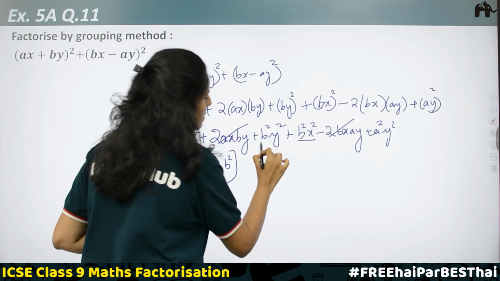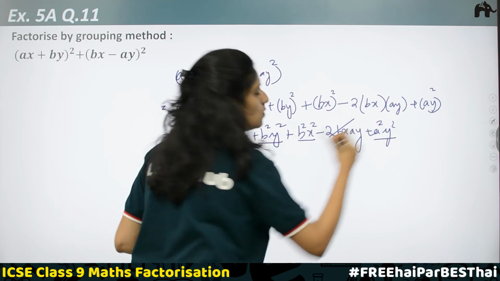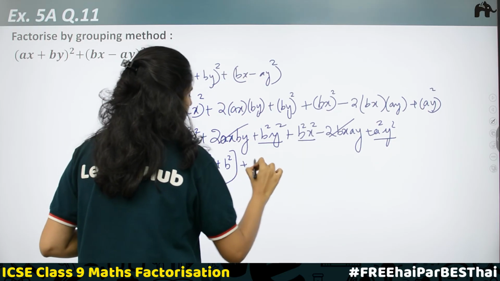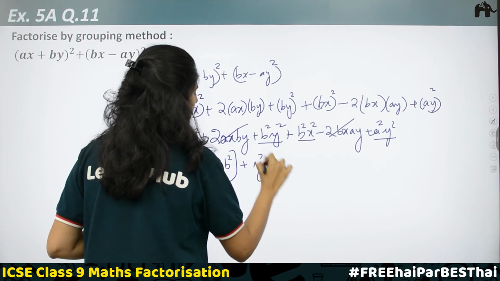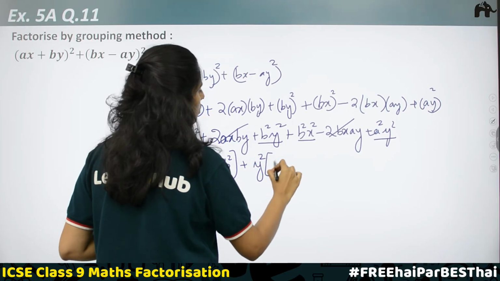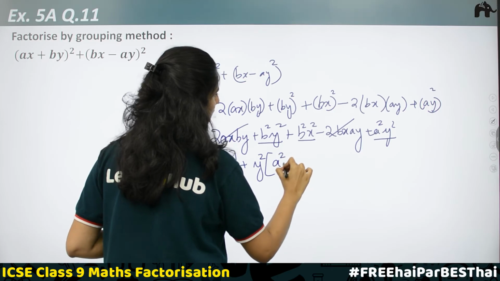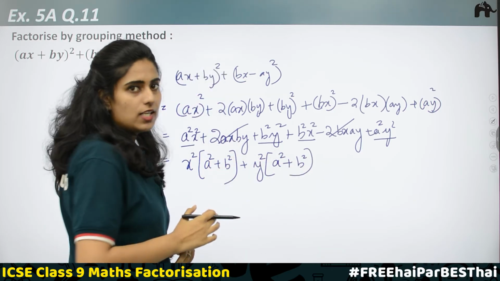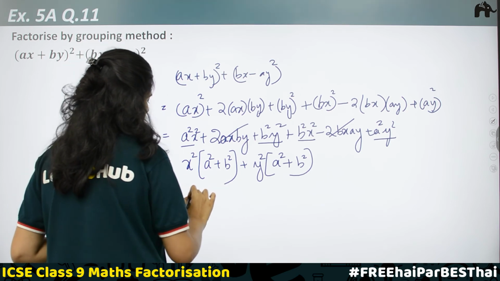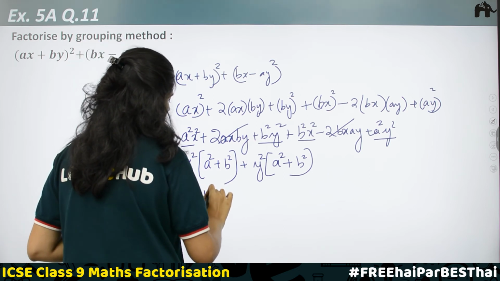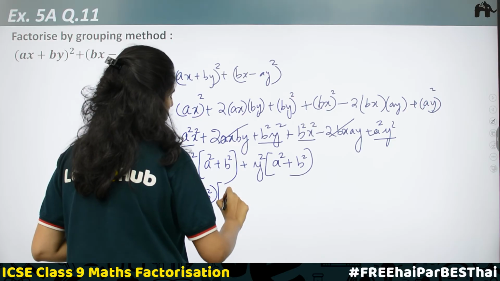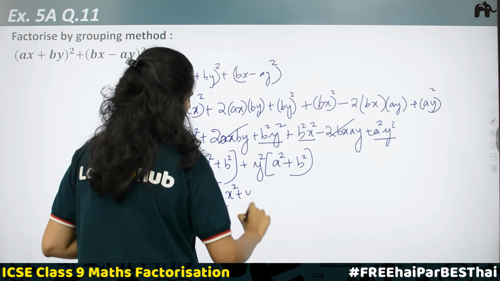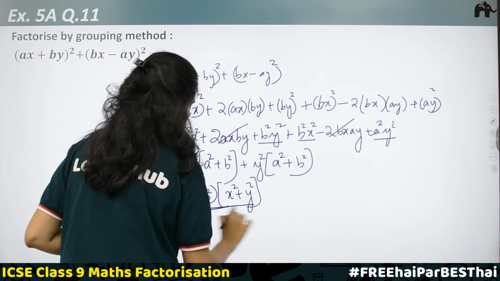Okay. Now take b²y² and a²y². You can have y² common: y² into a² plus b². Now a² plus b² is common to both these terms. So taking out a² plus b² into x² plus y². Okay, so this is a factorized form.